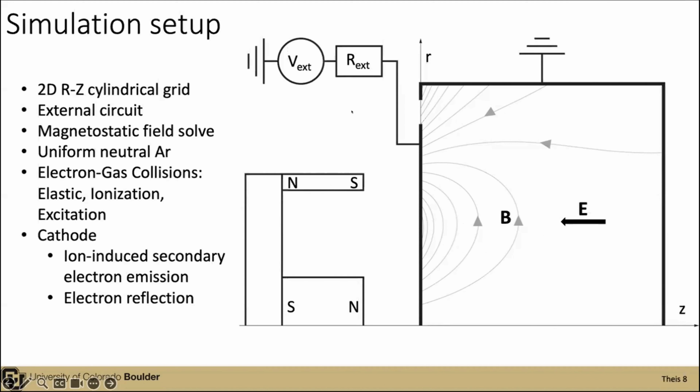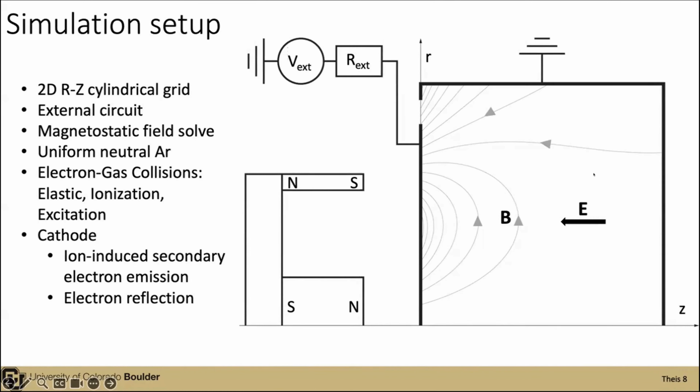Then to introduce the electric field, I bias this cathode, which is on the left. And that's biased based on this external circuit, where I have this external resistor in series with this voltage source, so that the voltage applied to this cathode is just that voltage minus the current collected at the cathode times this resistance. And that gives me a feedback mechanism to control the voltage, which I'll talk more about later.